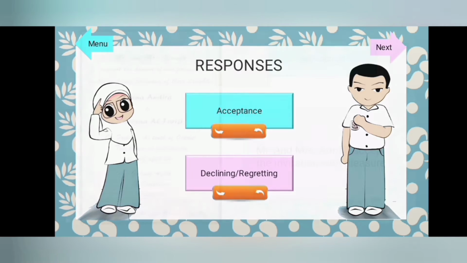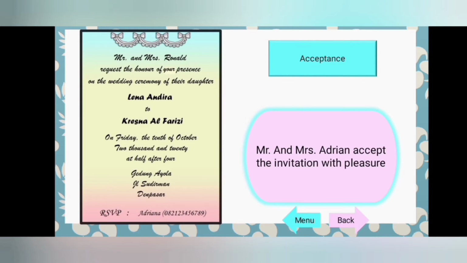For example, here, Mr. and Mrs. Ronald invite Mr. and Mrs. Adrian to come to their daughter's wedding ceremony. Then, Mr. and Mrs. Adrian can come to that event. So they respond like this. Mr. and Mrs. Adrian accept the invitation with pleasure.